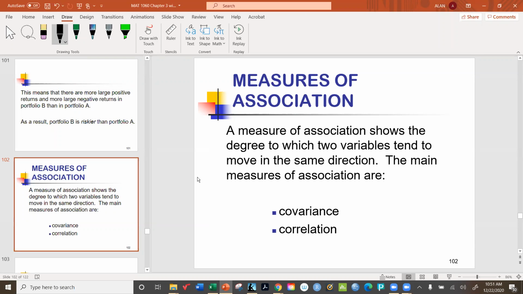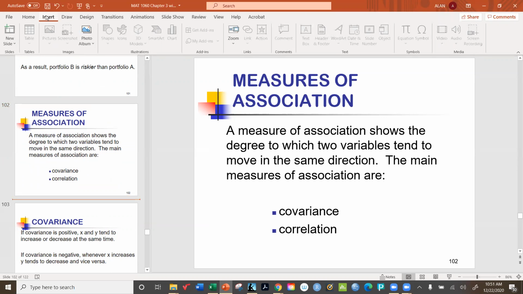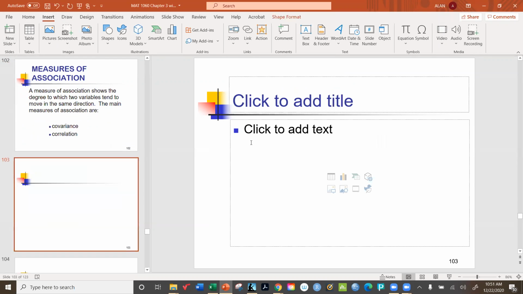So why don't we stop and think about this for a second? What does it mean for two variables to move in the same direction? For example, let's try this one. Well, let's do a poll. What the heck? As long as it's here.